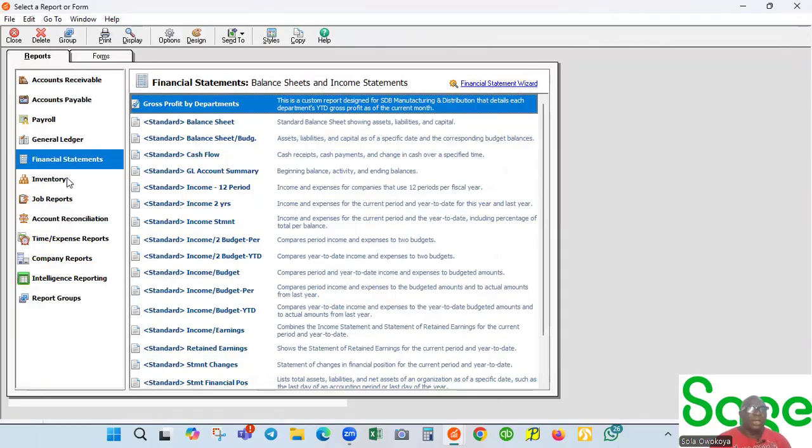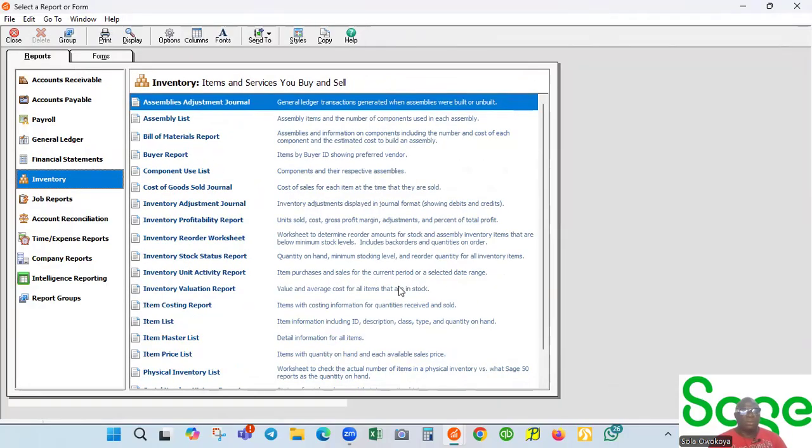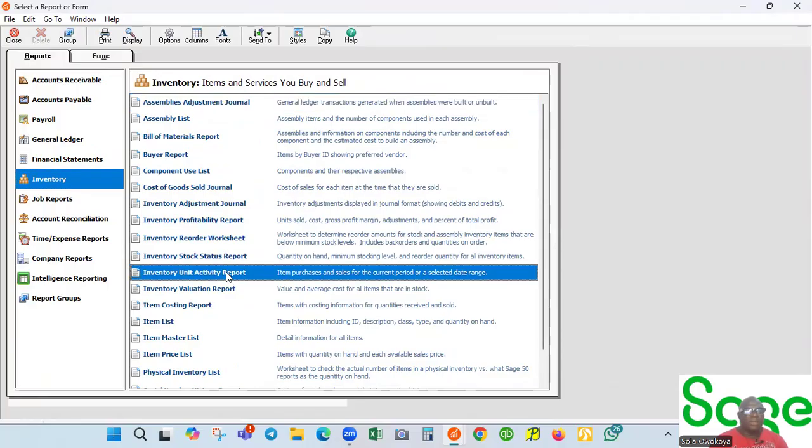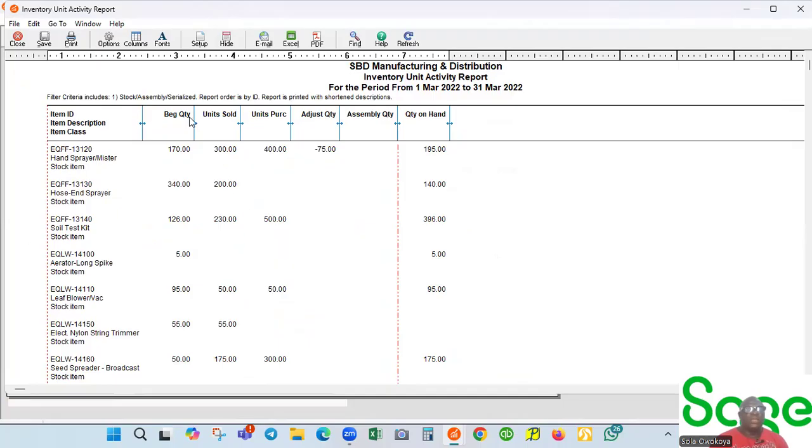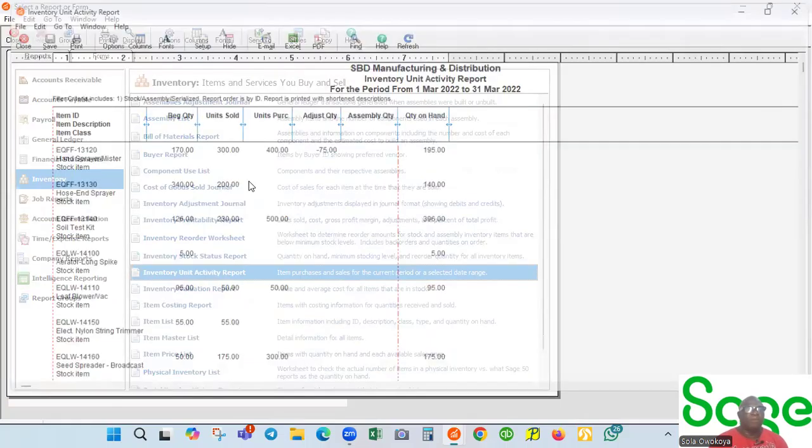You can use it to track your stock as well. You can do a stock movement. Use it to track the stock movement, the beginning of the stock, the quantity that was sold, the quantity that was purchased, the one that was adjusted out, the quantity on hand. As information is entered into the system, it shows all of this.